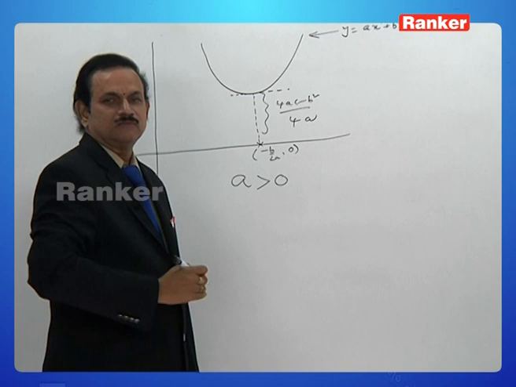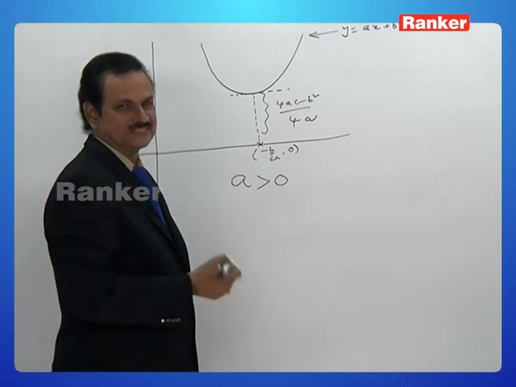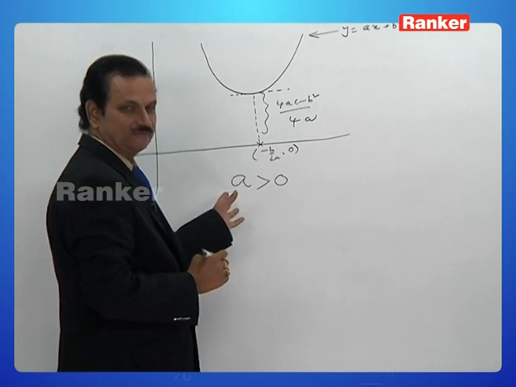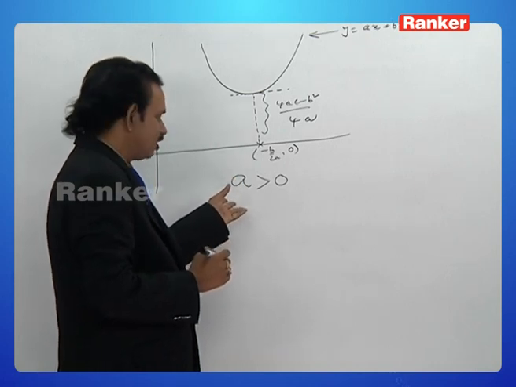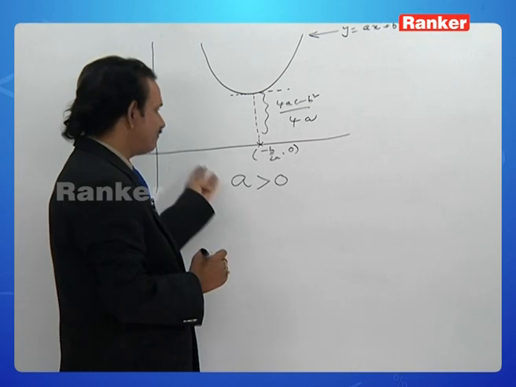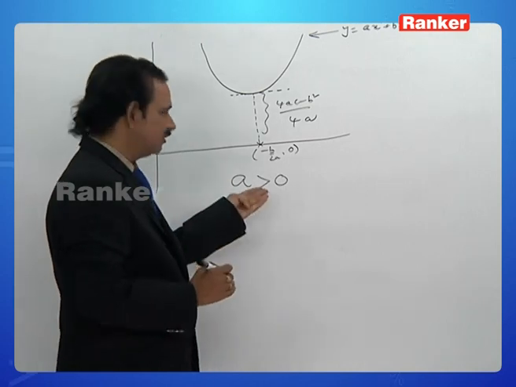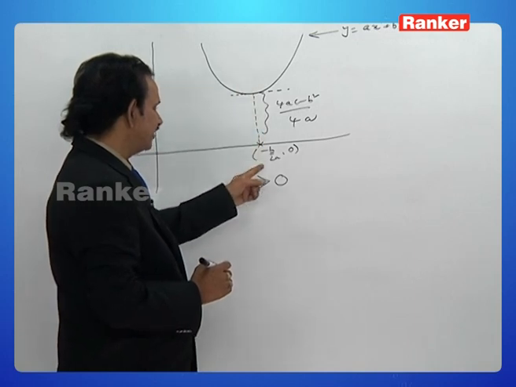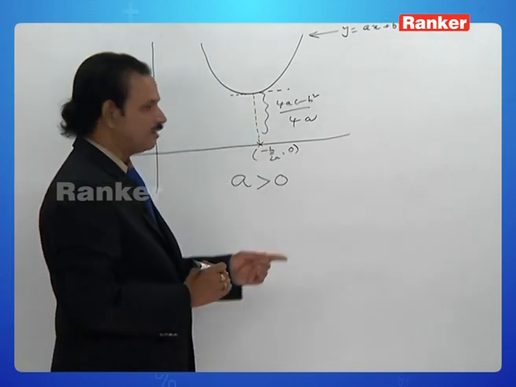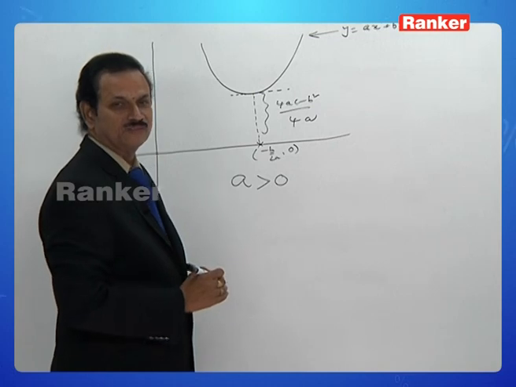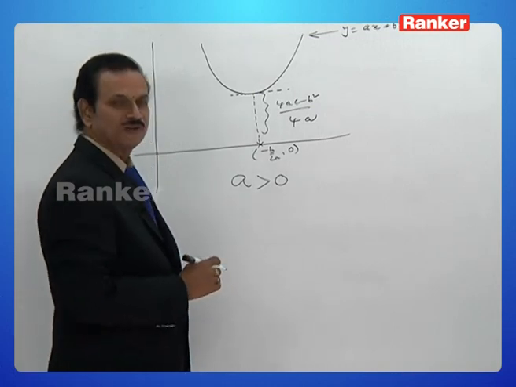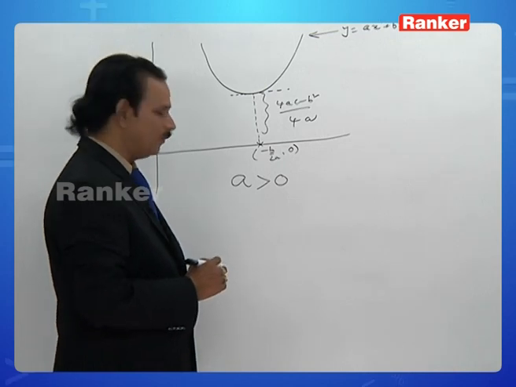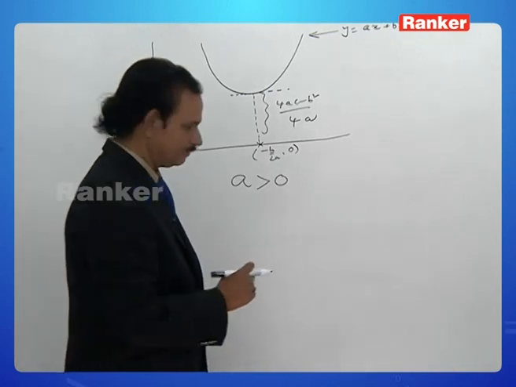As we could discuss and observe just now, this is the graph in which we are able to demonstrate the nature of the graph to contain the minimum value, of course, as a is greater than 0, and its minimum value is attained at minus b by 2a comma 0, and the minimum value is 4ac minus b square by 4a. Now, we observe the graph when a is less than 0.